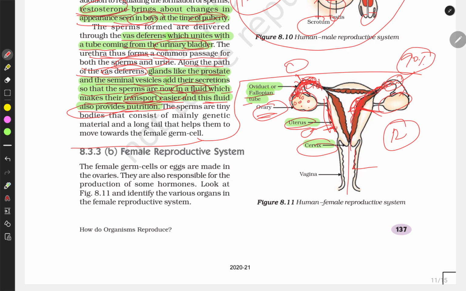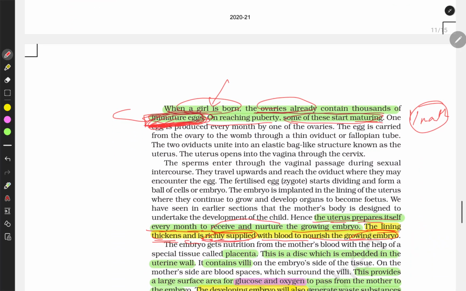If this does not happen, if the egg does not get fertilized, then the egg dies immediately, and this lining comes out. This blood lining comes out in the form of menses.